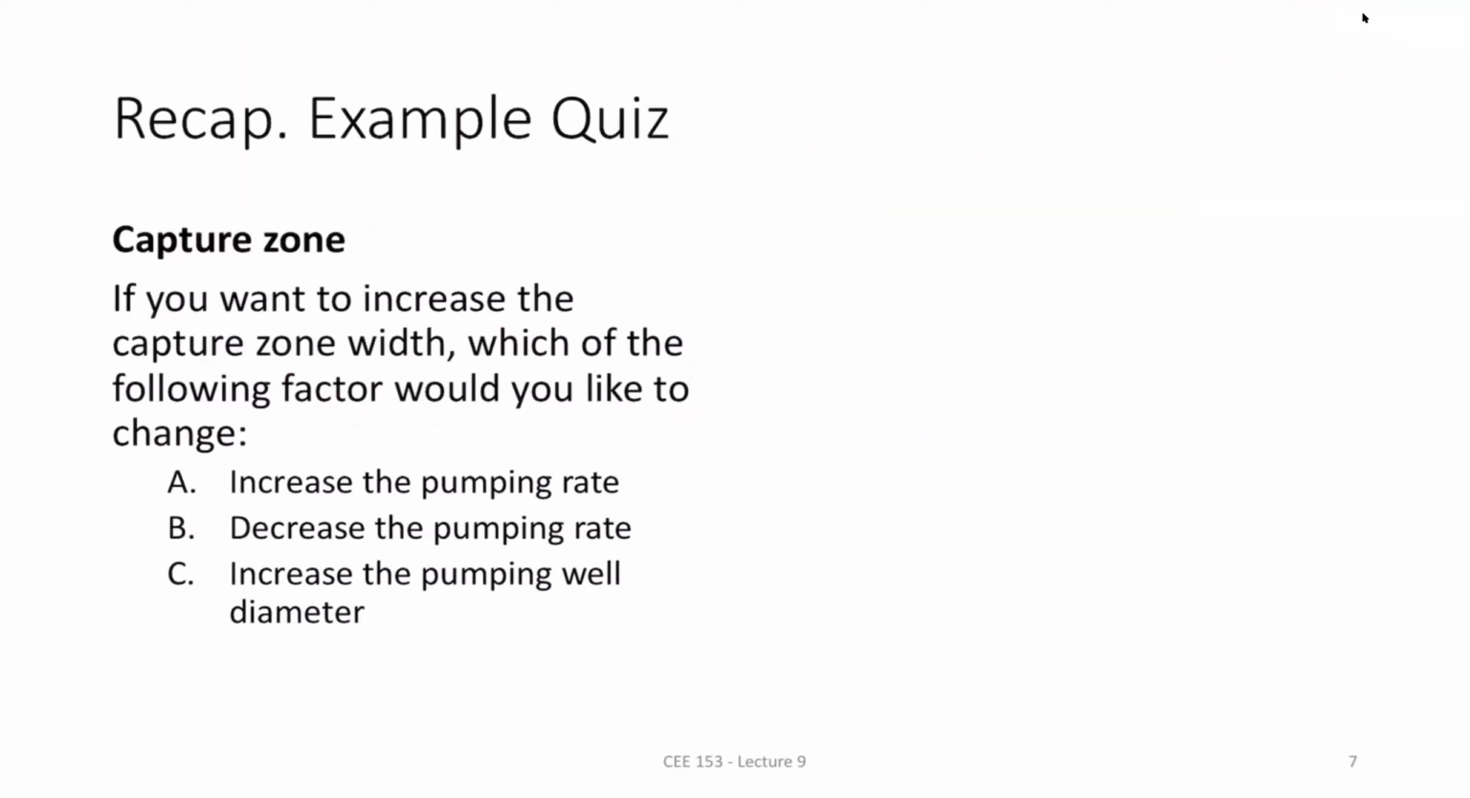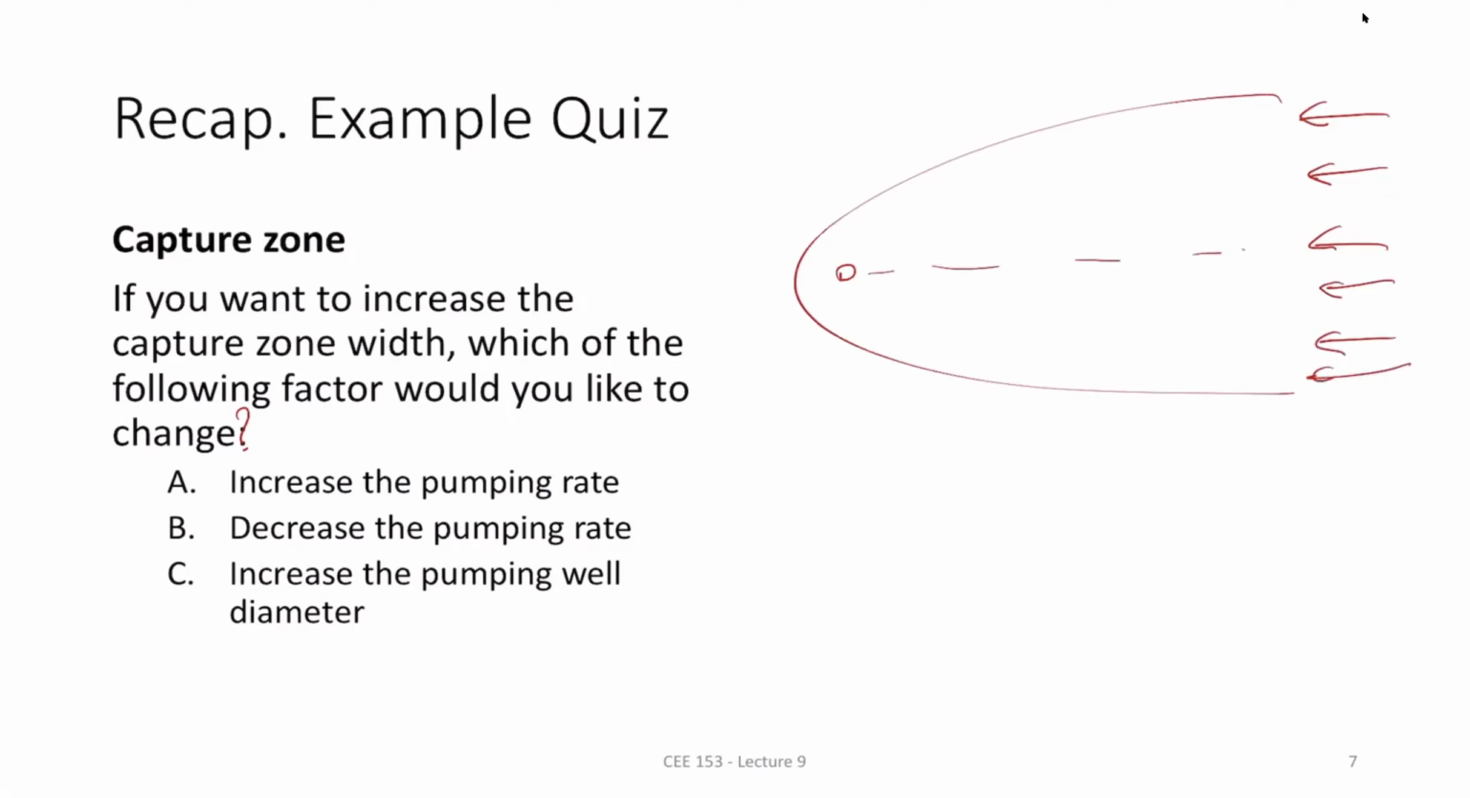If you want to increase the capture zone width, which of the following factors would you like to change? So capture zone is basically this. Okay, so you have a well here, groundwater is moving in this direction. What it's saying is everything that comes within this line would be captured. So this is the capture zone width.